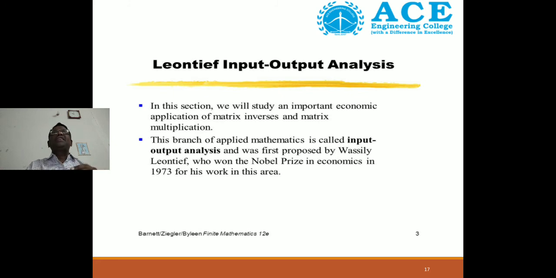What is the major role? Matrix inverses and matrix multiplications. This branch of applied mathematics is called input-output analysis and was proposed by Vasily Leontief. He won the Nobel Prize in Economics in 1973 for his work in this area. What is that? Input-output analysis.